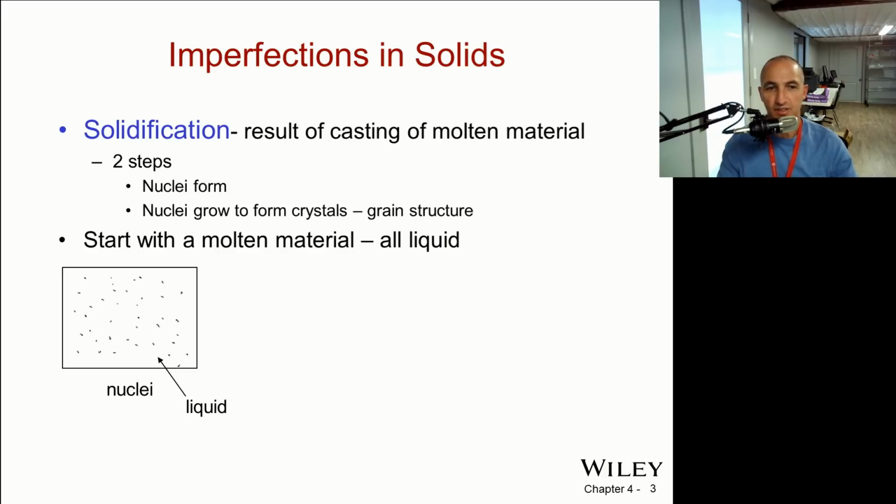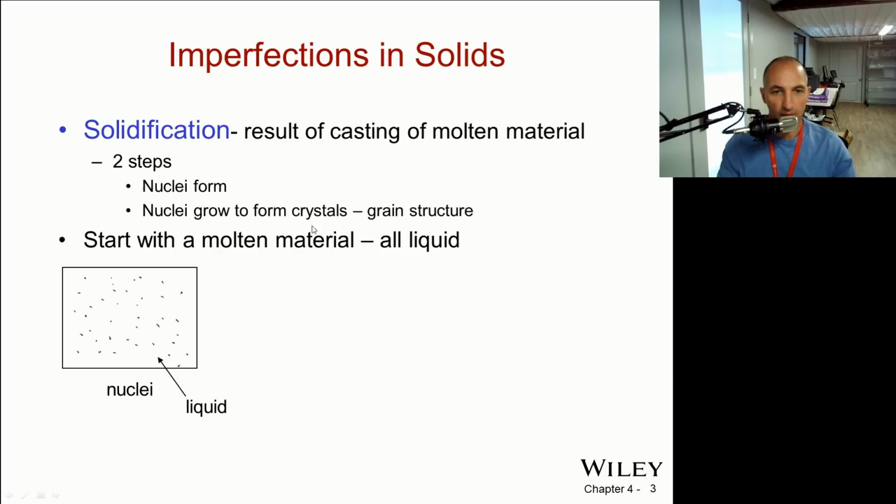Imperfections in solids. Solidification is the result of a casting of some sort of molten material and the cooling of that. So going through two steps, we have the nuclei forming, and those are just very, very tiny, just a few atoms start to consolidate together, and then they grow to form crystals into a grain structure.